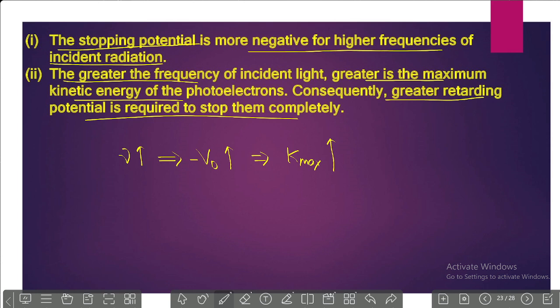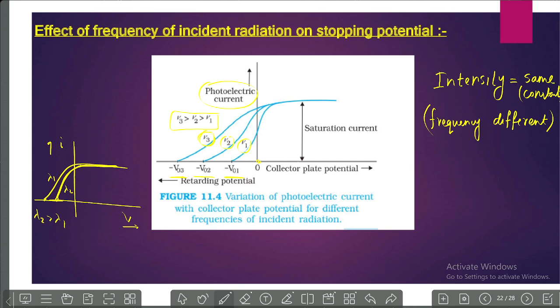So first, practice and remember this graph: the effect of frequency of incident radiation on stopping potential. From here you understood that stopping potential depends on frequency. Stopping potential does not depend on intensity, because in the previous graph, different intensities gave only one stopping potential, but here different frequencies give different stopping potentials. The saturation current will be the same for all the frequencies. Remember that also. Clear? Please note it down.